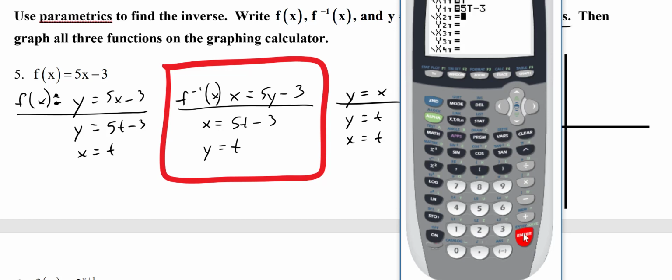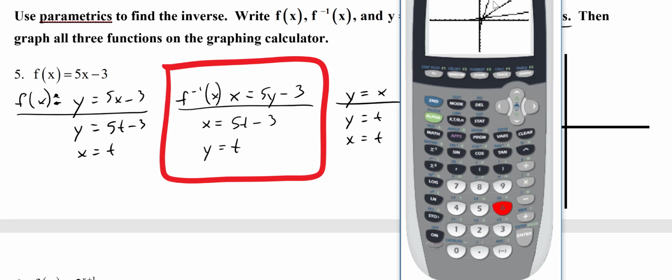Okay, then the second one is going to be x2 equals 5t minus 3, y equals t. And then x equals t and y equals t. Okay, so now we're going to graph this baby. Zoom 6. And look at that, man, I actually graphed it pretty fast because they're all linear equations. Okay, that's it. You can see it.